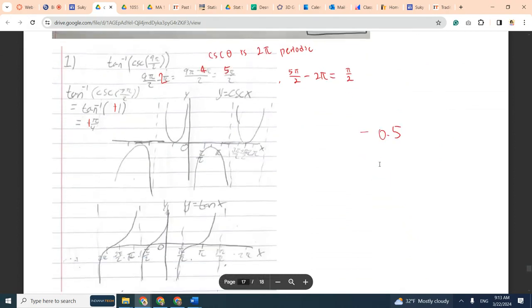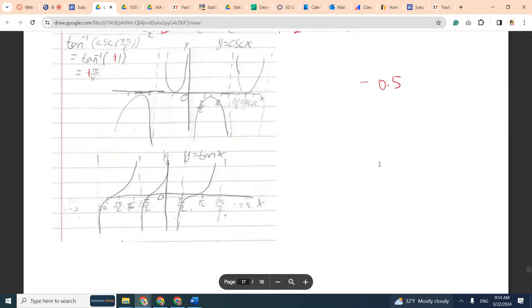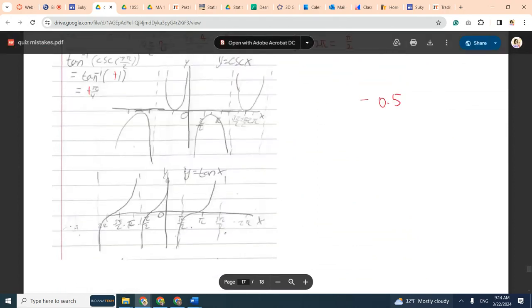And here, you subtract 2 pi because cosecant is 2 pi periodic. Subtracting pi is not enough. So you subtract 2 pi. Then you realize 5 pi over 2 is not enough because it's not in 0 to 2 pi. So you need to subtract another copy of 2 pi. Okay? So we get pi over 2. So pi over 2, which is here, and you get the arctangent is positive 1. And that's why it's positive pi over 4.